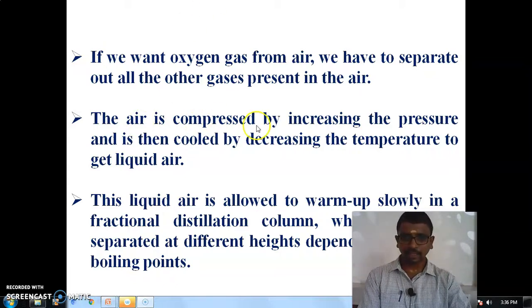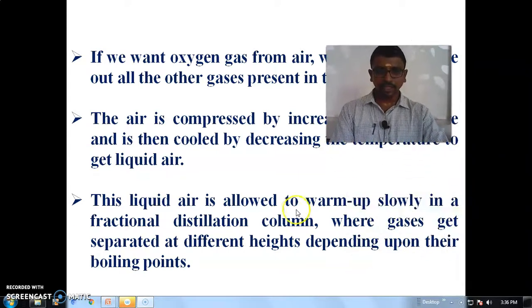And the air is compressed by increasing the pressure and then cooled by decreasing the temperature to get liquid air. So how can we get the liquid air? We have to increase the pressure and decrease the temperature. The liquid air is allowed to warm up slowly in a fractional distillation column, where gases get separated at different heights depending upon their boiling points. So we have to boil with the help of fractional distillation.